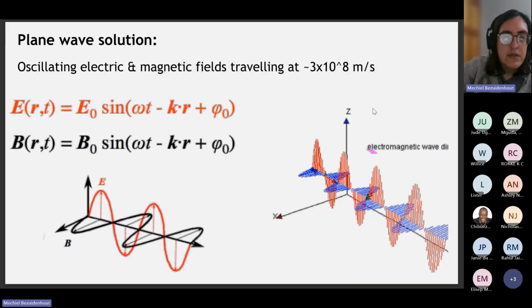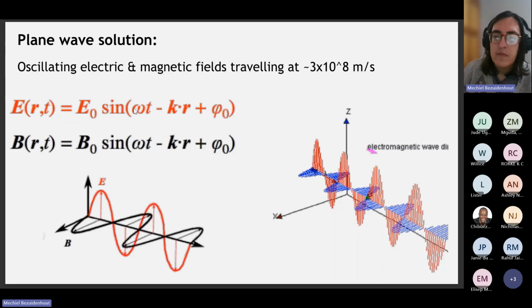Another very important consequence of Maxwell's equations was that the general solution to them, as you can see the equations on the left, describe plane waves, electric and magnetic fields oscillating perpendicular to one another and traveling at a speed of 3 times 10 to the power 8 meters per second. And at that stage, they already knew that that was exactly the speed of light.